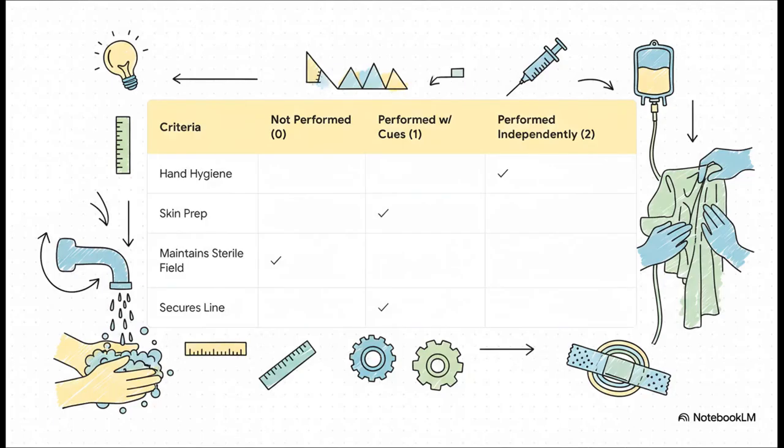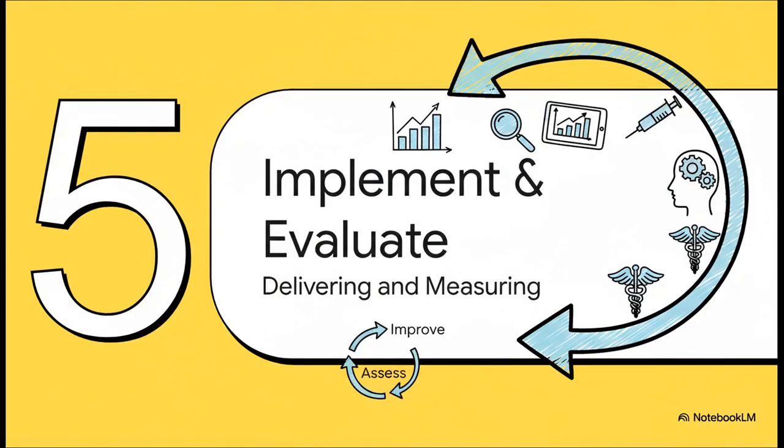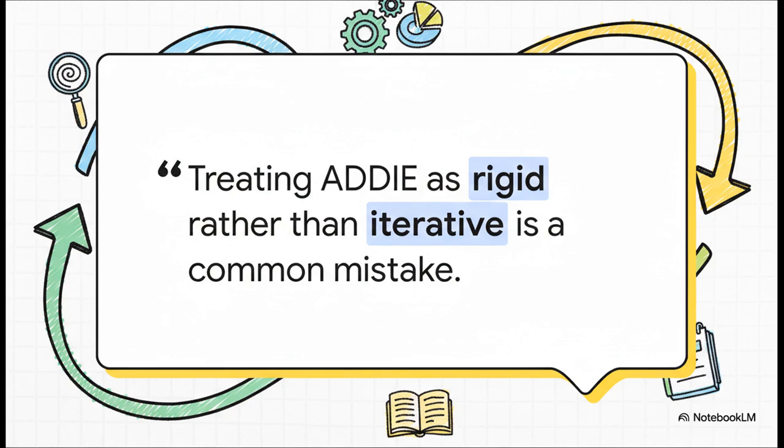Now, just look at how a simple tool like this rubric provides essential quality control. For something like a central line simulation, this gives you clear, objective criteria. It moves assessment away from a subjective, yeah, that looks pretty good, to a measurable, consistent standard that you can actually track over time. So next, we deliver the training in the implement phase. But our work is not done, not by a long shot. In fact, this is where we enter that continuous loop of evaluation and improvement that really shows you the true power of this model.